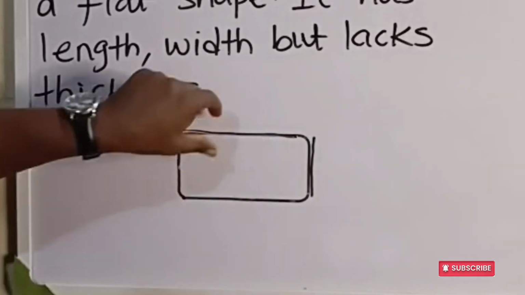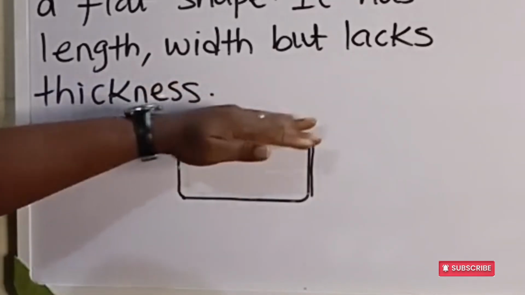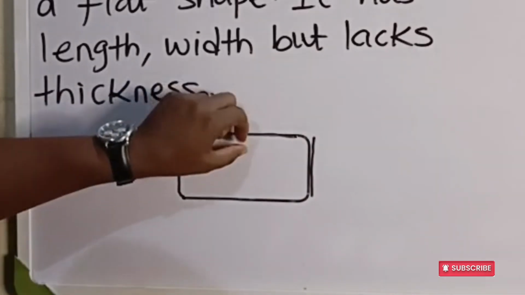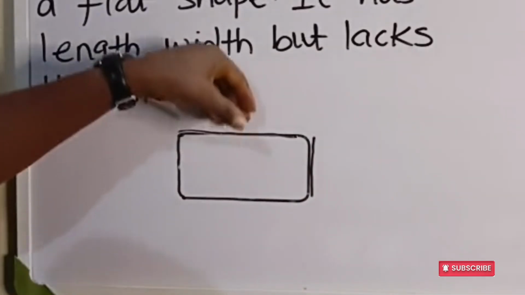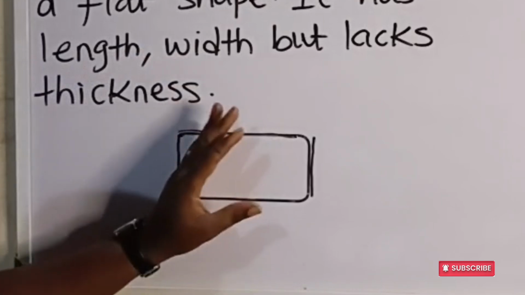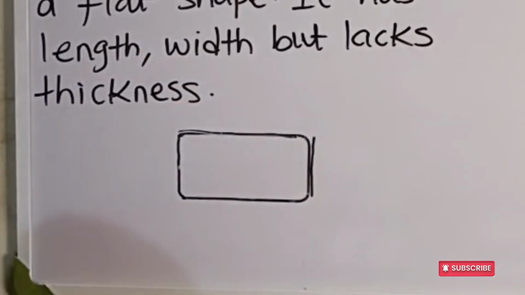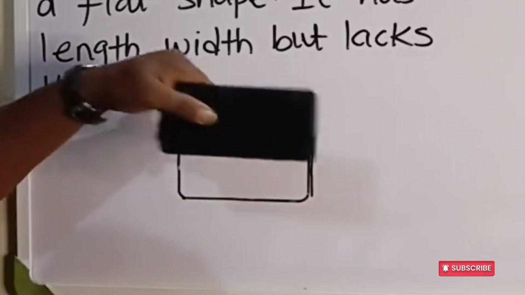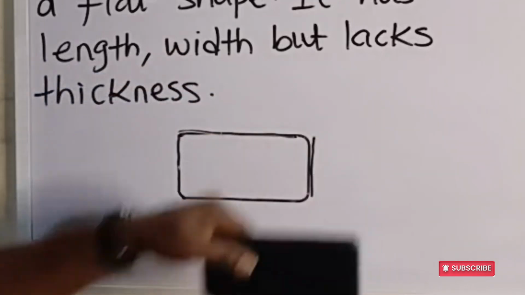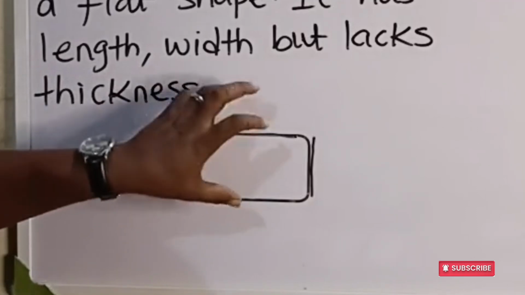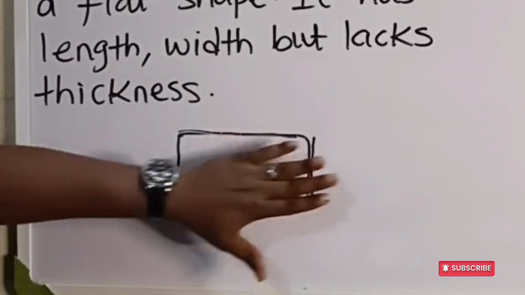However, this drawing here, although it has length and width, has no part for me to handle, right? Because there is no part for me to handle, I cannot move this shape from one point to the other. This is my phone. I can handle it, therefore I can move it around. This I can't handle because there's no thickness. There's nothing for me to hold. So it's a flat shape.